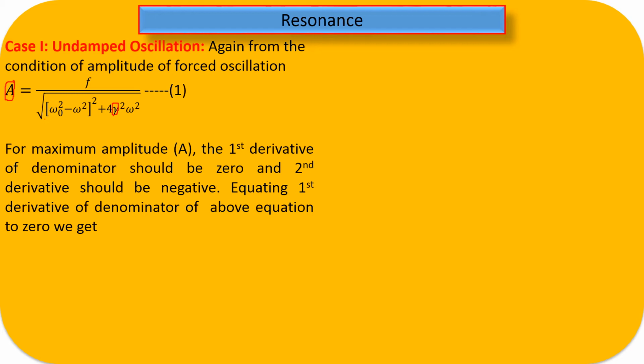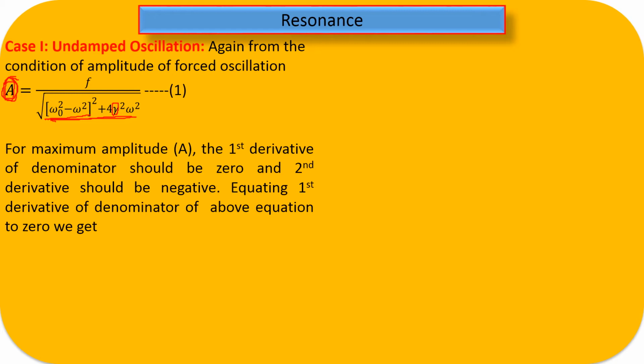We can say the first derivative of your denominator here should be 0 and the second derivative should be negative. Then we can say the amplitude value will be equal to your maximum. So if I differentiate this and the first derivative is going to be 0 and the second derivative is going to be negative, then for that value of omega or omega naught or gamma, whatever condition comes, we will have to substitute that value in equation 1, and at that point the amplitude that you will be getting will be your maximum amplitude.